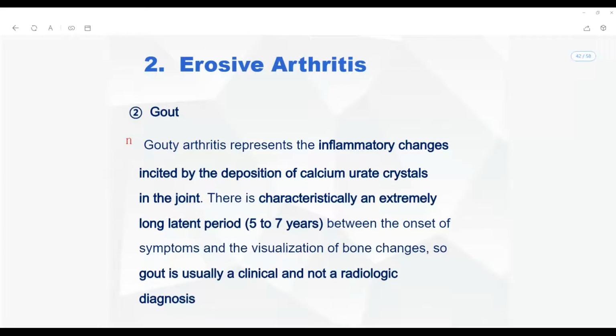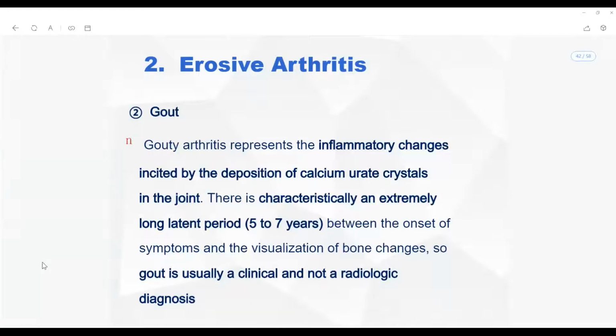Gouty arthritis is an inflammatory condition which is incited by the deposition of calcium urate crystals inside the joint. It can happen at any age. Generally, it happens because of a condition that is related to purine metabolism.